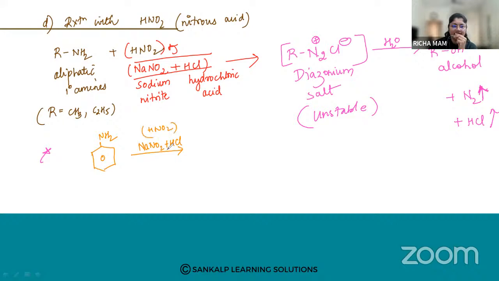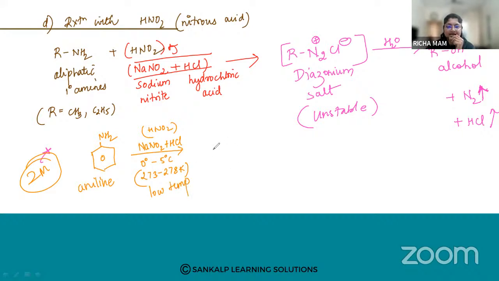So there is one condition, that is it should be at 0 to 5 degrees Celsius, or 273 to 278 Kelvin. So this is a reaction condition. Very important, mark this as important. When aniline reacts with nitrous acid, HNO2, at a very low temperature of 0 to 5 degrees Celsius, what are we going to get? We are going to get a diazonium salt.